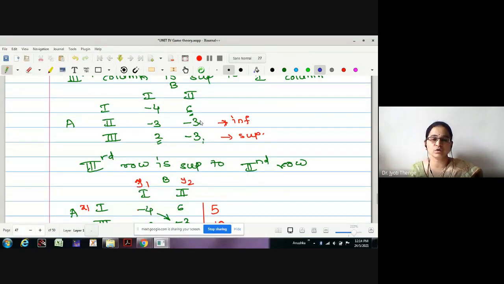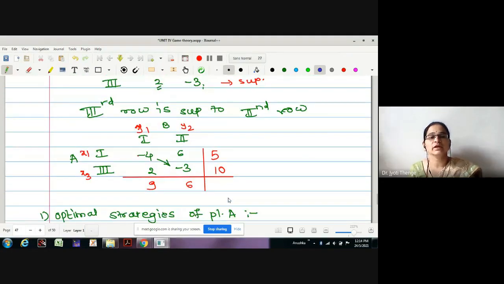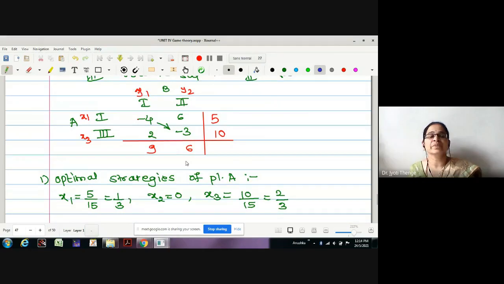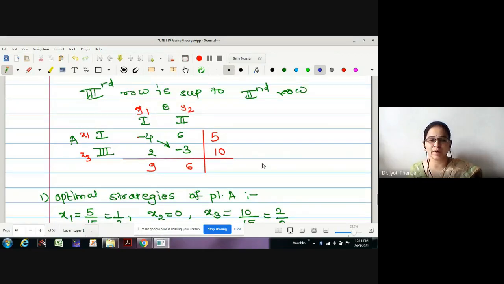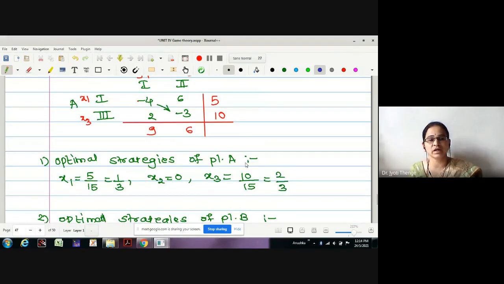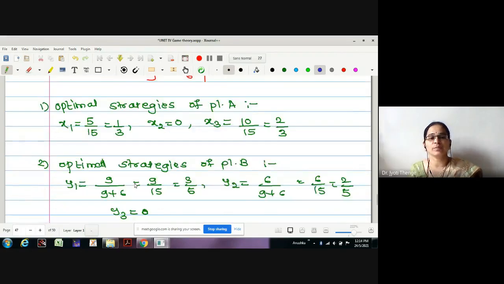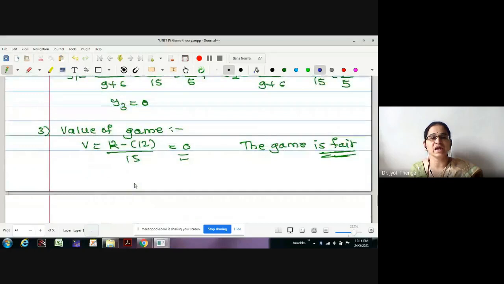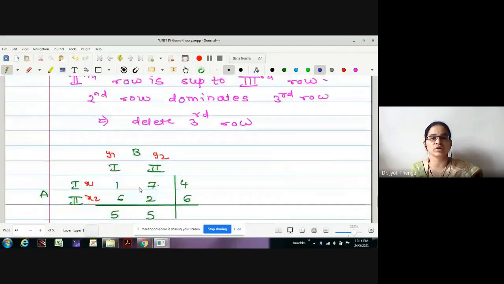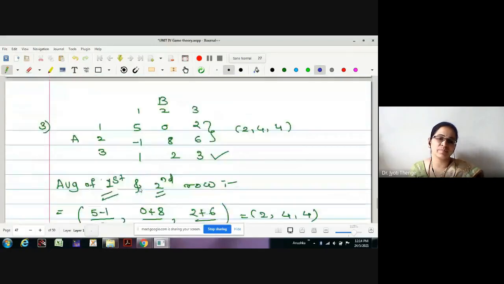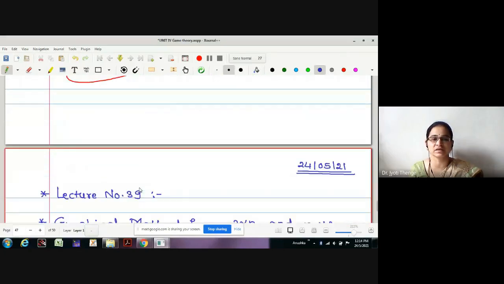Now here, if we observe again, the third row is superior to the second row. Therefore, the second row is inferior, the third row is superior, and we can delete the inferior row. Therefore, we have reduced it to a payoff matrix of size 2 by 2. Now one can use the arithmetic method to find the optimal strategies of player A, the optimal strategies of player B, and the value of the game as well. The second example can be evaluated with similar reasoning, right?